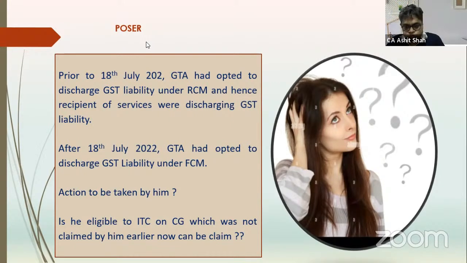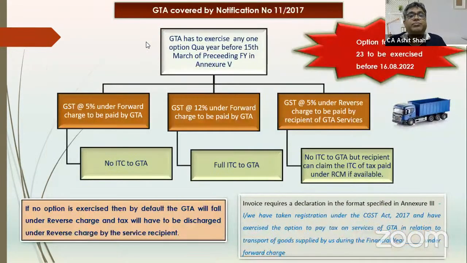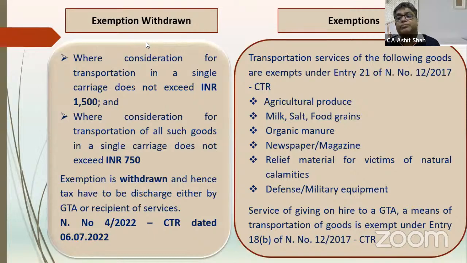Ashit bhai, meanwhile there are some questions. The new amendment of GTA is effective from which date? 18 July, no? Okay. One more question: in case a trailer is given on lease basis to a registered person, will such a transaction also be eligible for exemption under Notification 12 of 2017? Note that the recipient is providing logistics services and GTA services.